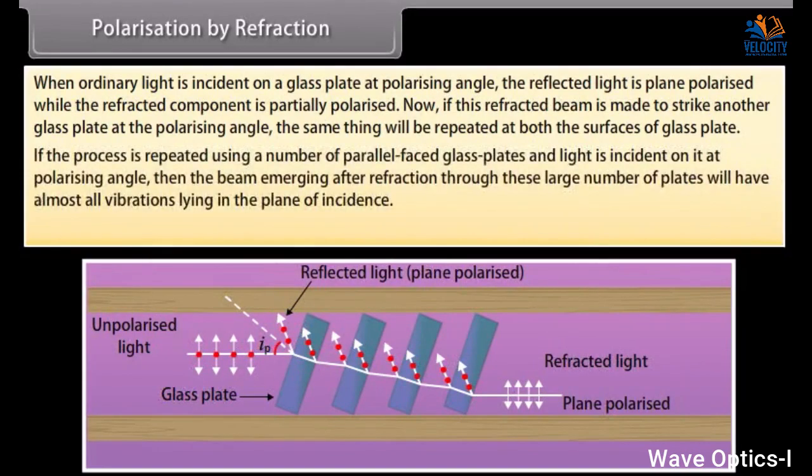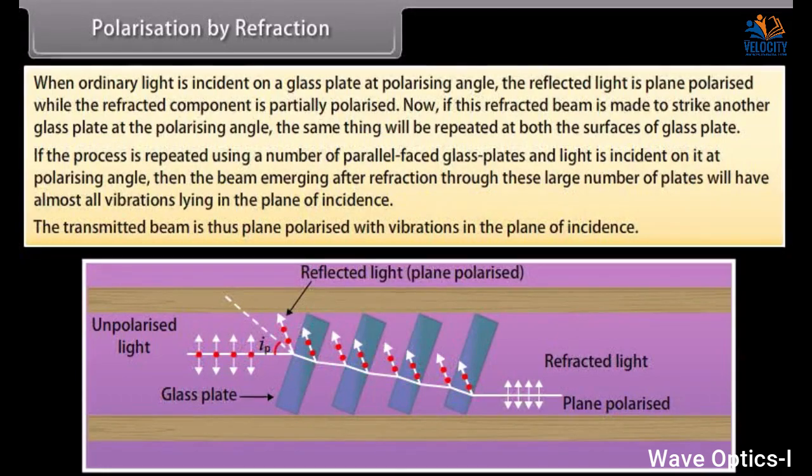If the process is repeated using a number of parallel-faced glass plates and light is incident on it at the polarizing angle, then the beam emerging after refraction through these large number of plates will have almost all vibrations lying in the plane of incidence. The transmitted beam is thus plane polarized with vibrations in the plane of incidence.